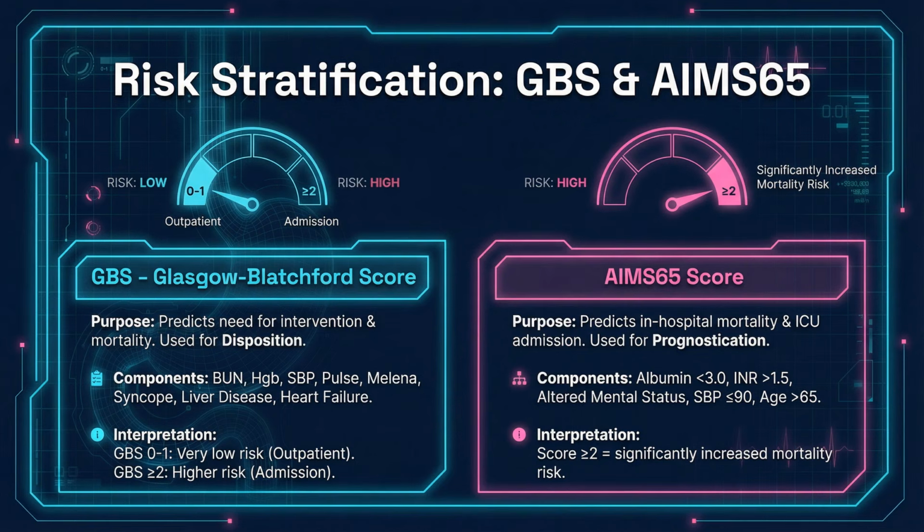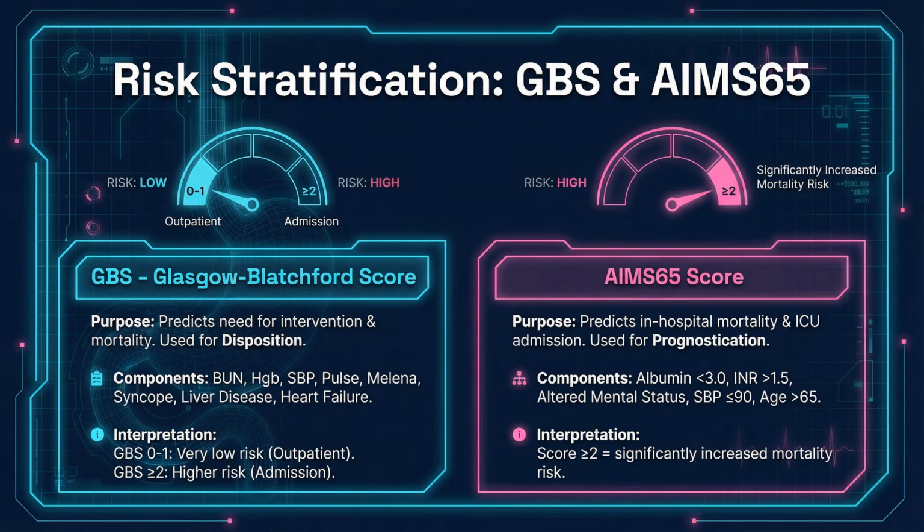The score includes the BUN, hemoglobin, systolic blood pressure, pulse, and the presence of melena, syncope, liver disease, or heart failure. A score of 0 to 1 indicates a very low risk, and these patients can often be considered for outpatient management. A score of 2 or greater indicates a higher risk and requires admission.